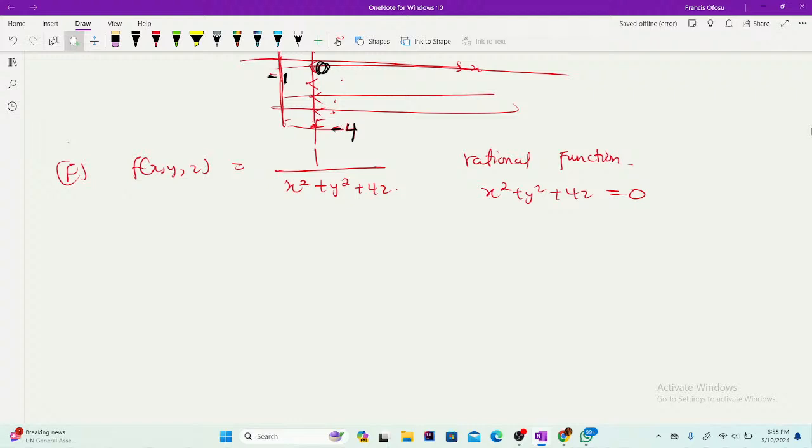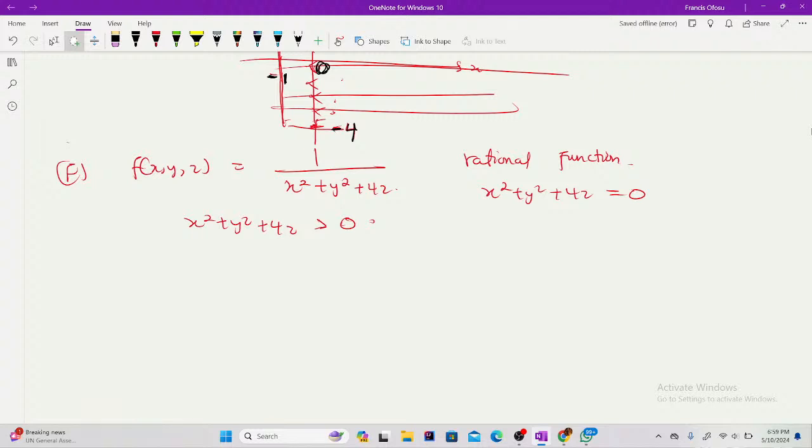Okay. So therefore, my domain is simply: x squared plus y squared plus 4z should be greater than 0. Is that not it? It should just be greater than 0. So this is actually the domain of this function. x squared plus y squared plus 4z should be greater than 0, right?